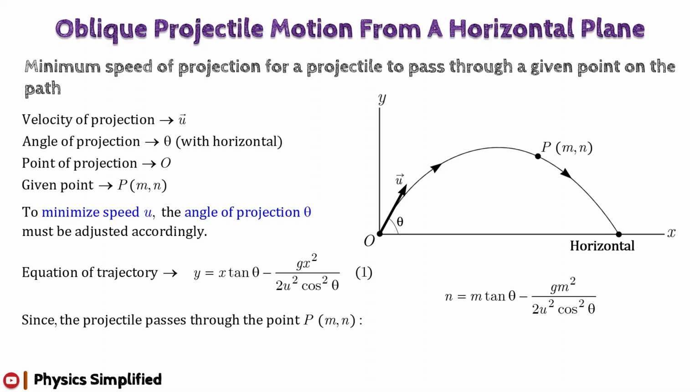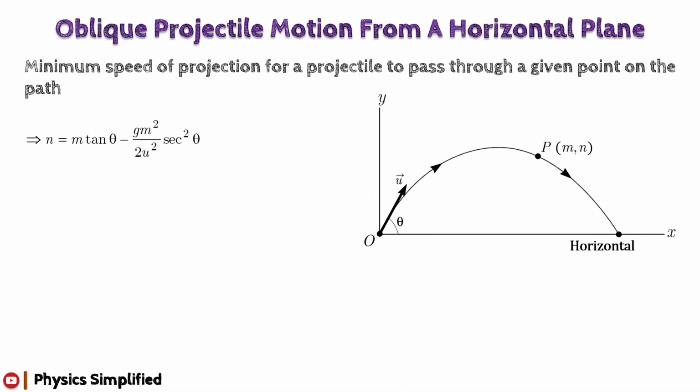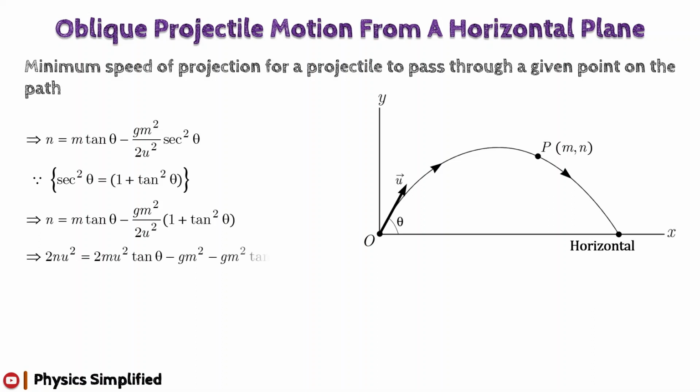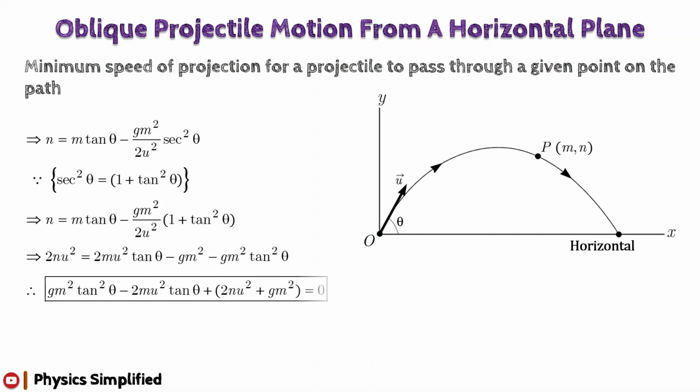Since 1 by cos theta is equal to sec theta, hence, the equation modifies to n is equal to m tan theta minus gm squared divided by 2u squared times sec squared theta. We know that sec squared theta is equal to 1 plus tan squared theta. Using this formula in the previous equation, simplifying and rearranging, we obtain gm squared tan squared theta minus 2mu squared tan theta plus 2nu squared plus gm squared is equal to 0.